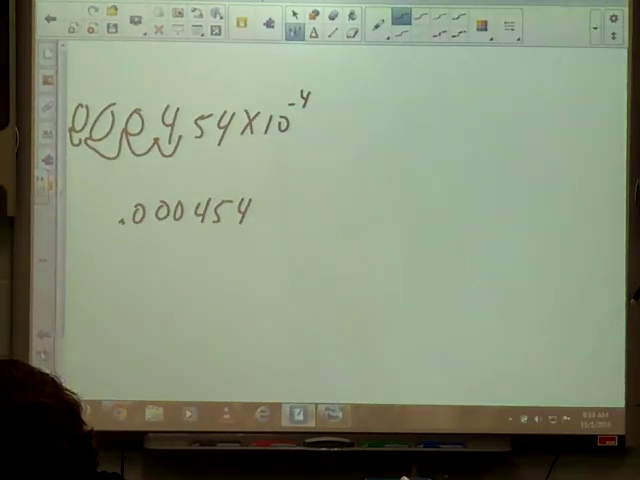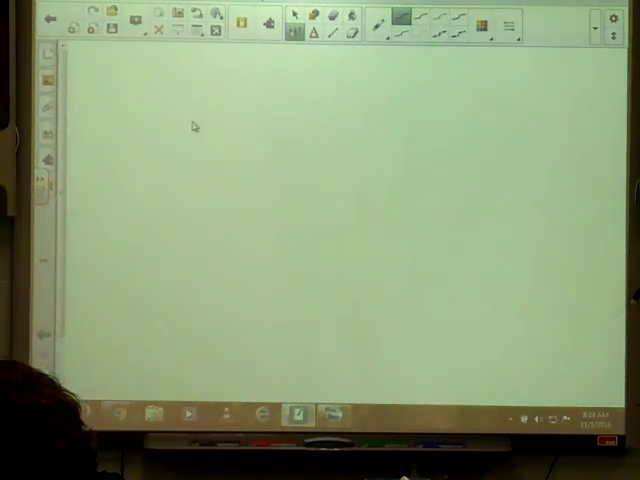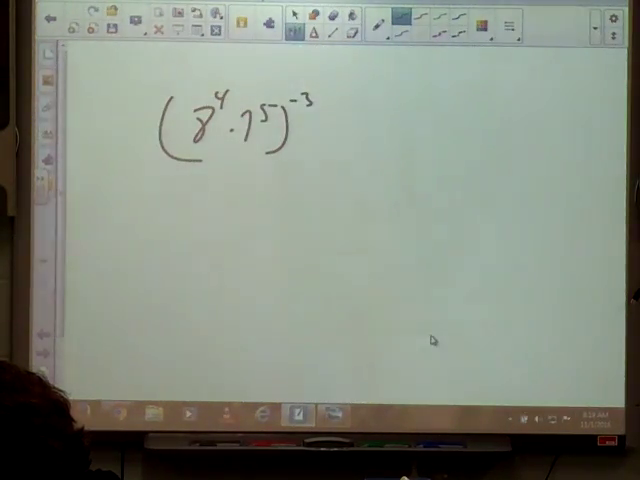Alright, 19. I got 8 to the 4th times 7 to the 5th, all to the negative 3rd. It says simplify the expression so that no negative exponents appear. So this negative 3, that's going to go power to a power, so it's going to multiply there. So 4 times negative 3 is negative 12. And then the same thing here, 5 times negative 3 is negative 15.